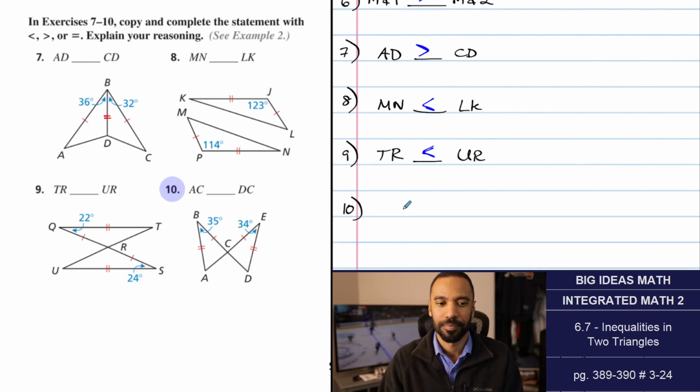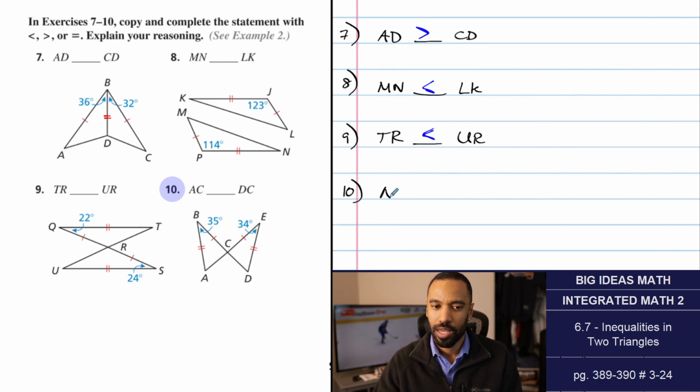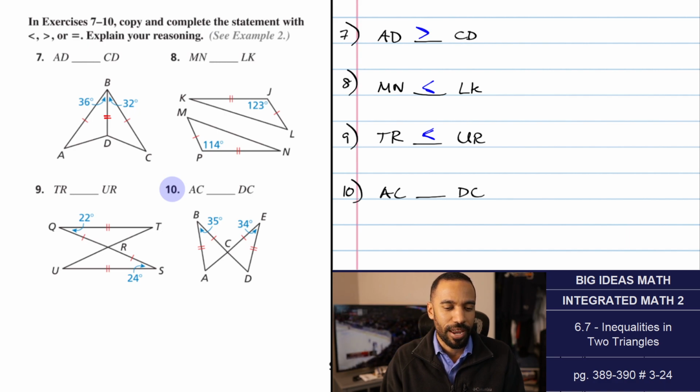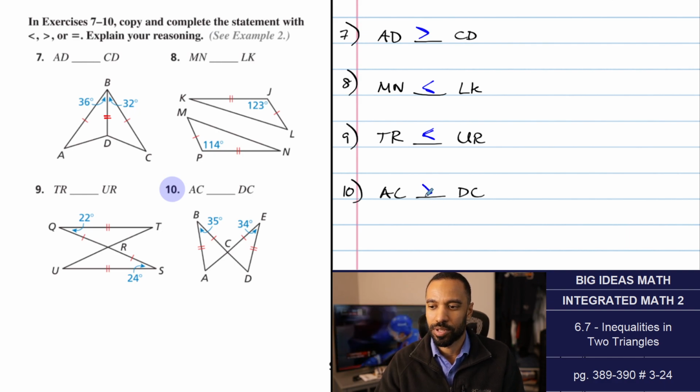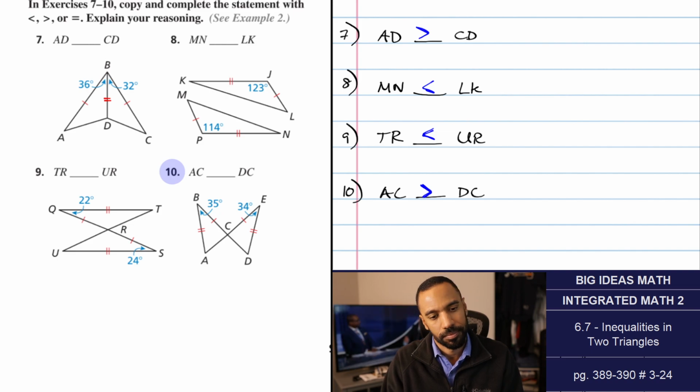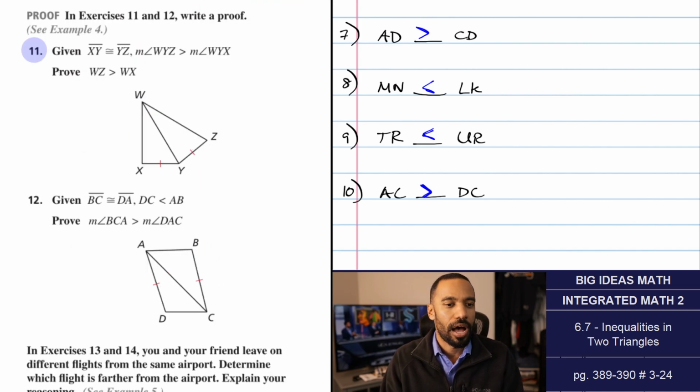Number 10, AC, DC. Okay, let's see. AC, DC. Included angles here, yeah, and 35 is bigger, therefore AC will be greater than DC. I don't have much to say on that. No equals on any of these ones. No trickery to be had. Oh, this is hinge theorem. Oh, here we go. Okay. Sorry, I was just looking at the rest of the diagram. Okay, let's keep moving forward.